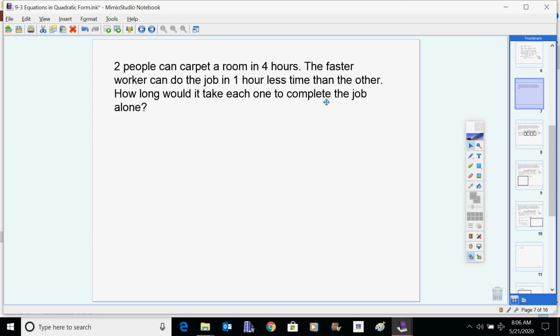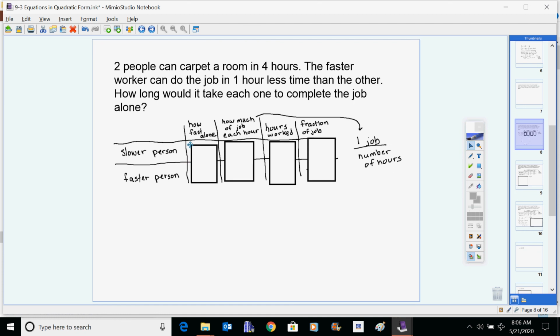Now there's 2 people working, so you know it's going to be more than 4 hours, but how much for each one of them? So we're going to think this through. First of all, how fast can they do it alone? You have a slower person and you have the faster person. So we're going to just pick a variable to represent how fast the slower person can do this by themselves. Okay, the faster person, so this would be in how many hours.